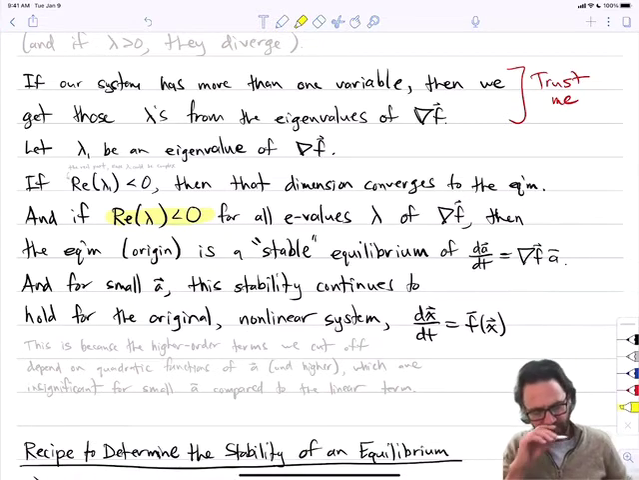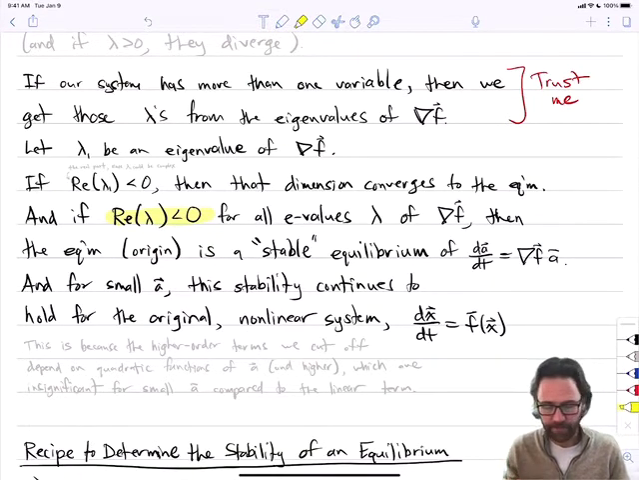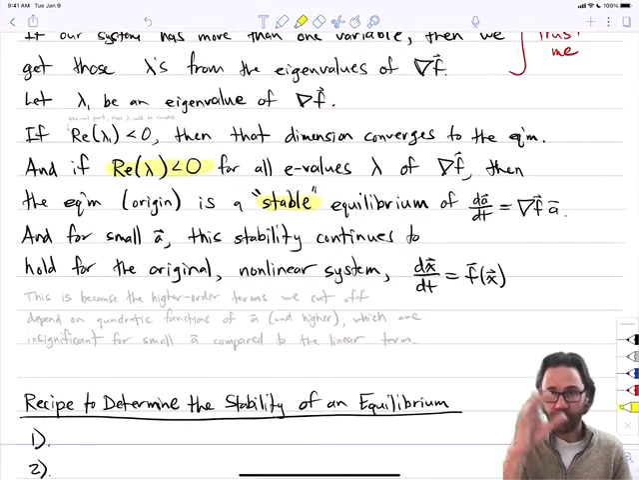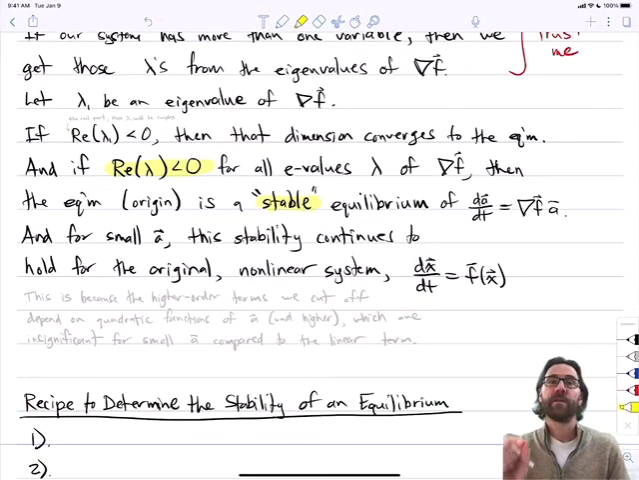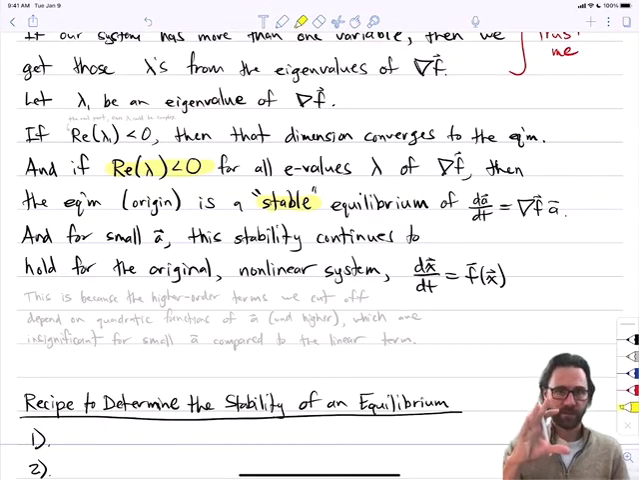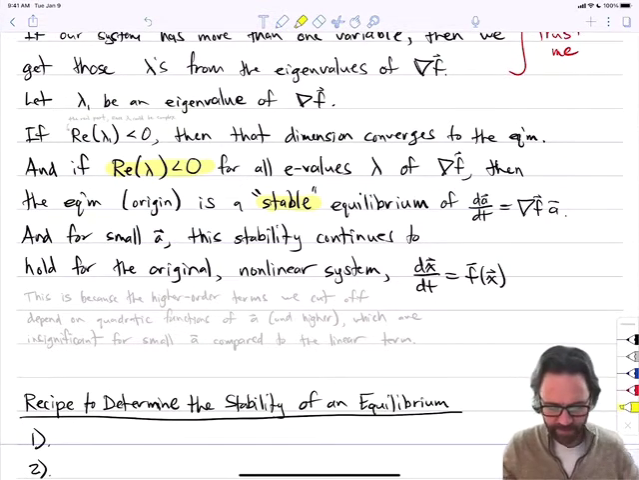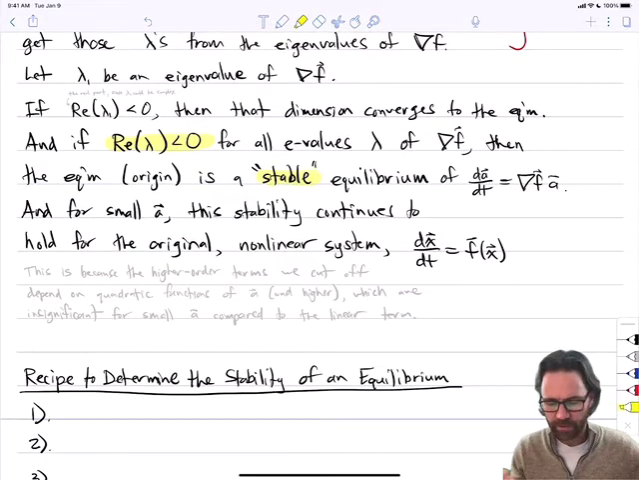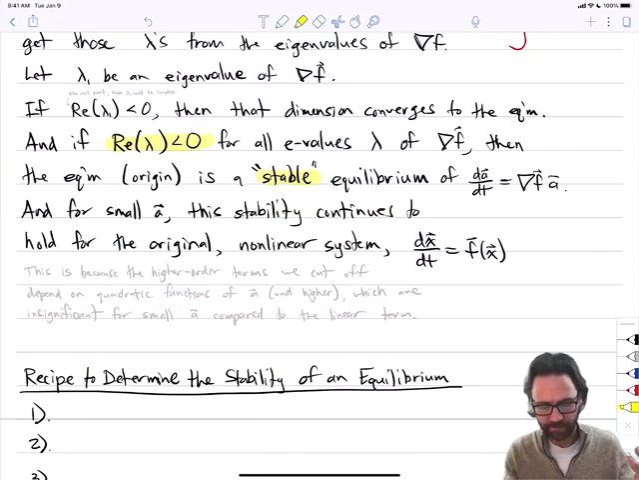If the real part of all the eigenvalues are less than 0, then that equilibrium is stable. The origin is stable. Now remember, we had an equilibrium. We linearized our system of differential equations around that equilibrium. That's how we got our Jacobian matrix. Our Jacobian is specific to a particular equilibrium point. So you find the eigenvalues. If all the real parts are negative, that means that equilibrium is stable. If one or more of the eigenvalues has a positive real part, then it's unstable.